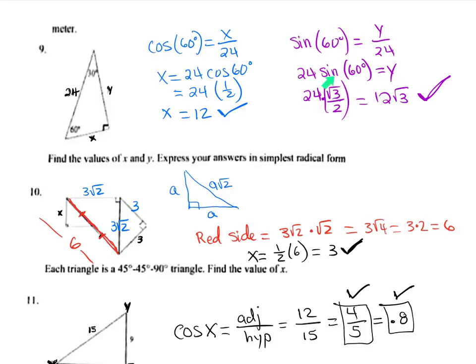Multiplying by 24 on both sides, so y would be 24 times the sine of 60. And on the unit circle, the sine of 60 is square root of 3 over 2. So that's square root of 3 over 2 times 24. Well, the 24 can be divided by 2, giving you 12. And the square root of 3 would remain. So that would be 12 square root of 3 for y.